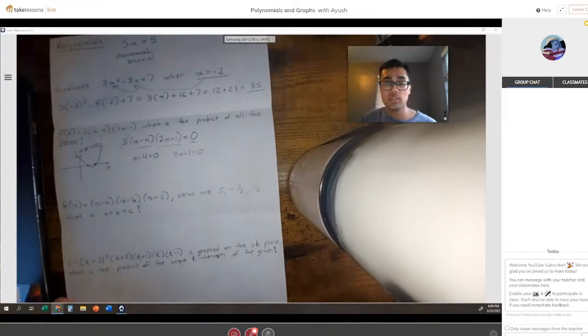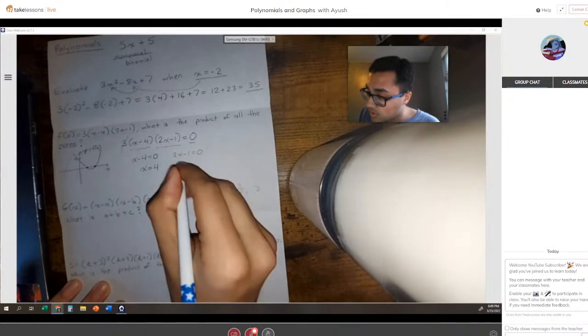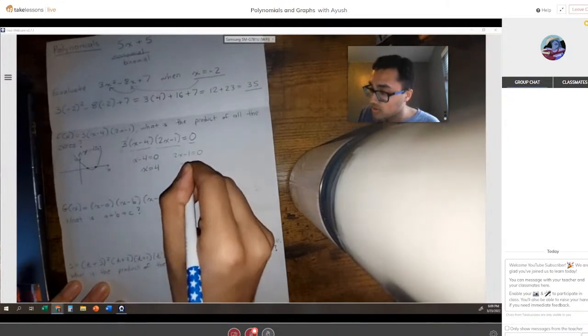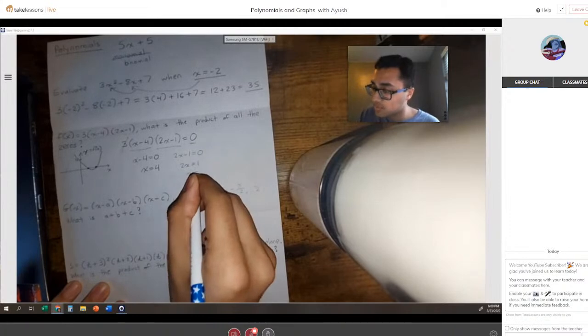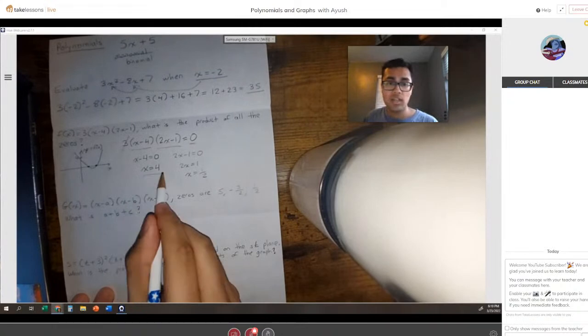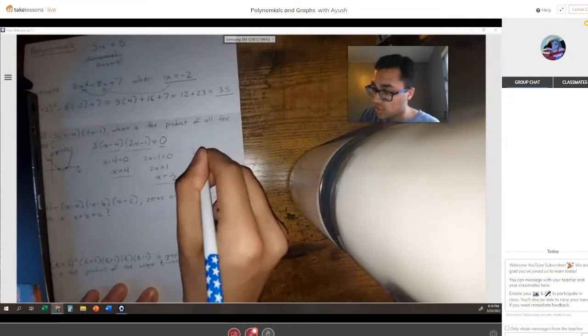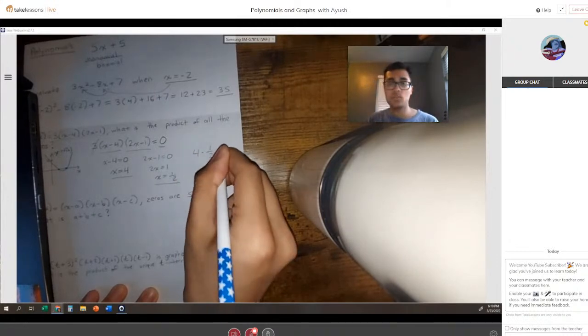x minus 4 equals 0 and 2x minus 1 equals 0. So in this case, x could equal 4 or 2x could equal 1, so x could equal 1/2. So then we go back to what the original question has asked. And what has the original question asked? What is the product of all the zeros? So in this case, we have 4, and we have 1/2. So the answer is just 4 times 1/2, and that's 2.